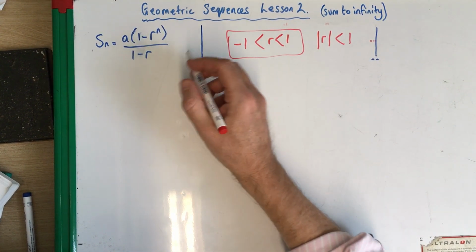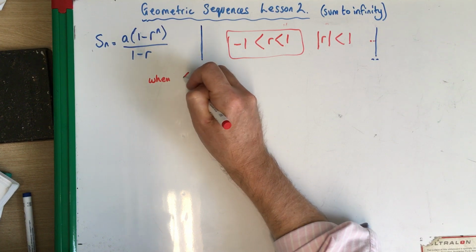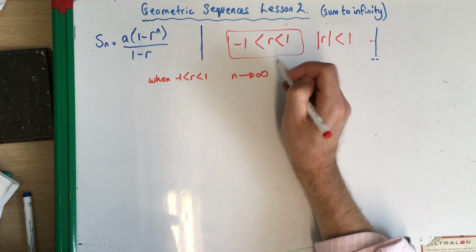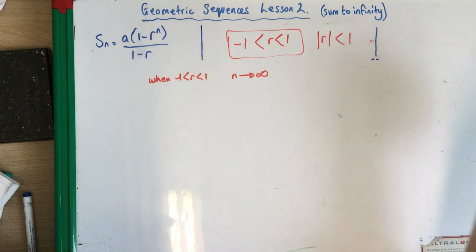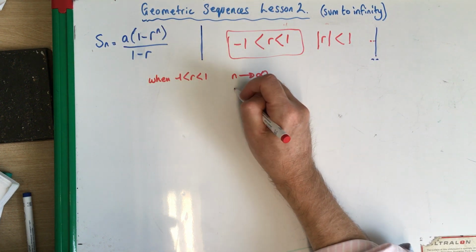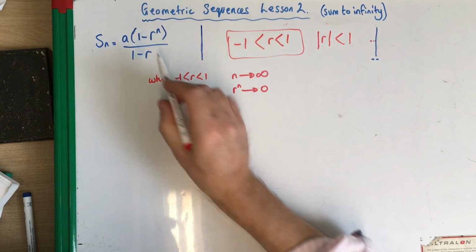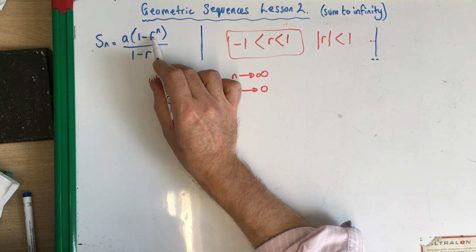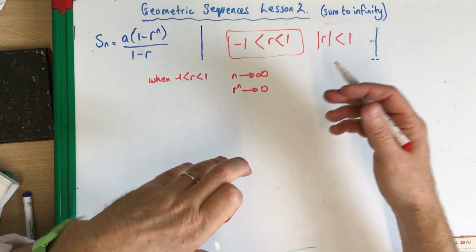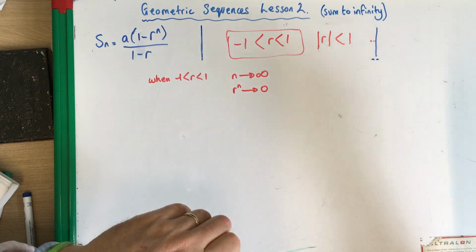And what we say is that when r is a fraction between 1 and minus 1, then as n gets infinitely large, so as the number of terms gets infinitely large, you've got this bit here in the formula, r to the n. So r to the n becomes 0, doesn't it? Because if you think of a fraction, to the power of 2, a half times a half is a quarter. To the power of 3, a half times a half times a half is an eighth. It's getting smaller and smaller.